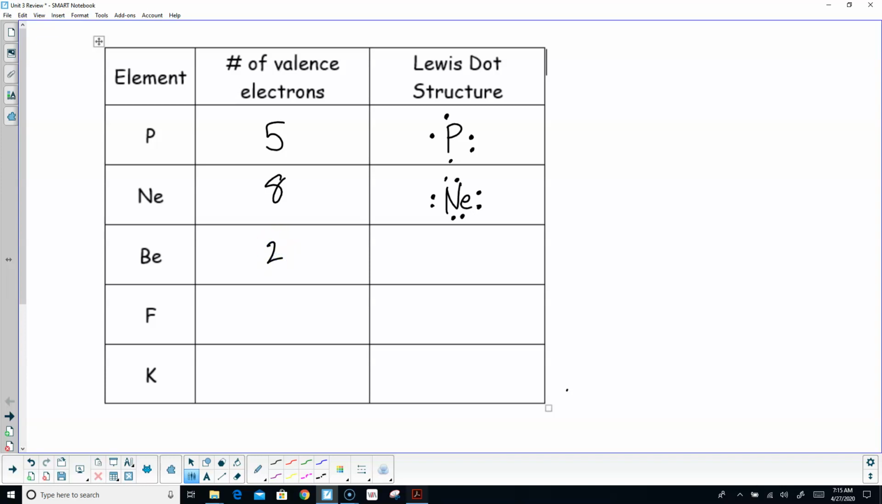Beryllium is in group 2. That means it has 2 valence electrons. I'd like it to look like this: one on the right, one on the top.